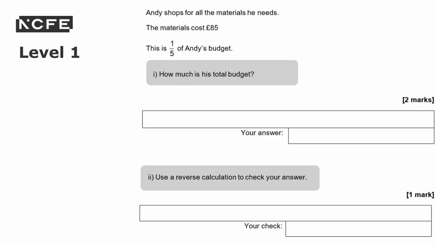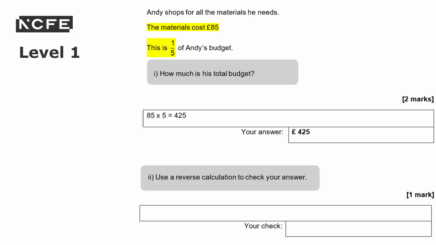Okay, so let's take a look at this question. It's the one we looked at before. So let's see how we'll go about answering this. Our learner has done a very sensible thing. They've highlighted the important information. So the materials cost £85. This is a fifth of Andy's budget. So how much is the total budget? Well, if £85 is a fifth, then we need to do 85 times 5 to give us £425, and that is his total budget. So that's the answer that we're going with there to give us the 2 marks.